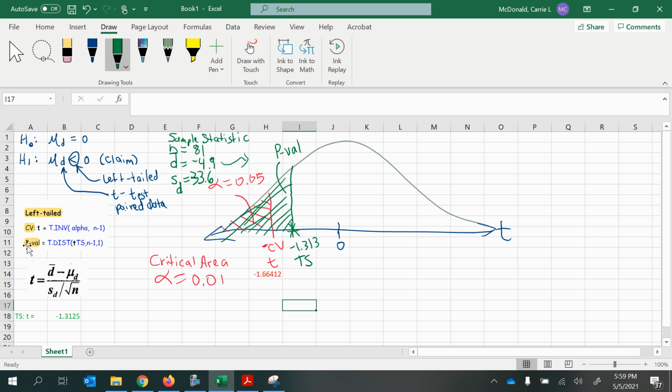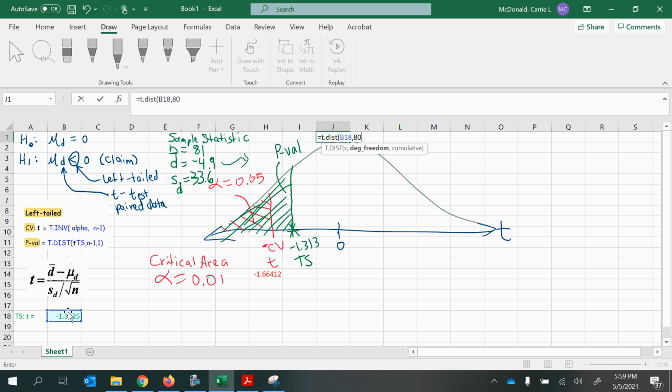Now notice that right here it says p-val equals t dot dist, your test statistic, which is a t-score, your degrees of freedom, and 1 for cumulative. So I'm going to do that here. I guess I'll put it up here. T dot dist with my test statistic. I'm just going to click on it here. My degrees of freedom, and 1 for cumulative. All right, so there's my p-value.